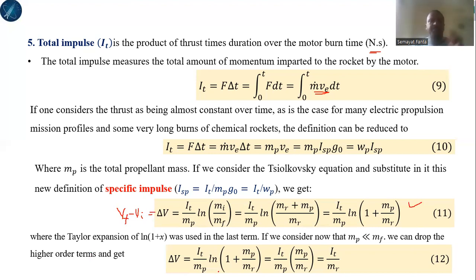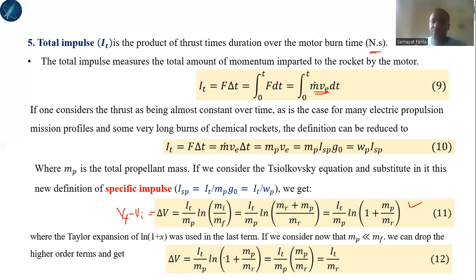And then using some Taylor series expansion for this, considering the propellant mass flow rate, this mass of rocket over mass of propellant as very less, means MP is very less than M of the final.